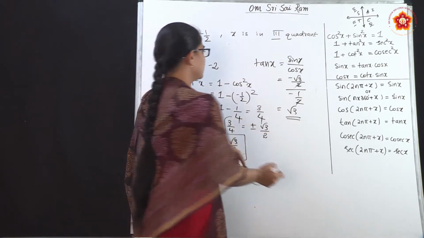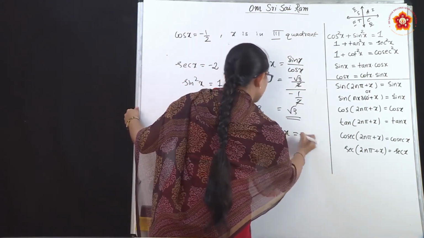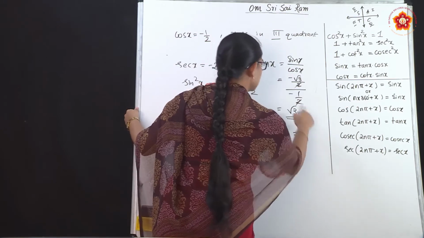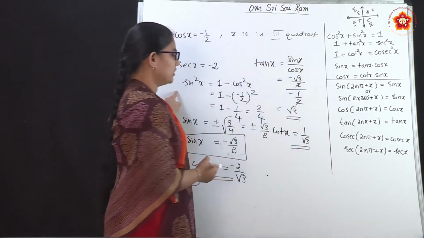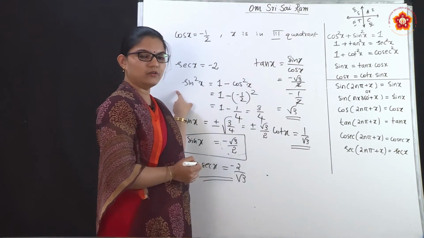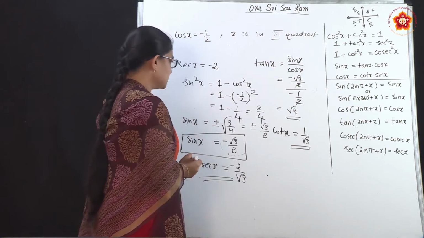Similarly, you can find its reciprocal. So, reciprocal cot x, right? That is 1 by tan x, that is 1 by root 3. So, this is how we can find the other 5 trigonometric function values. Let us move on to the next problem.